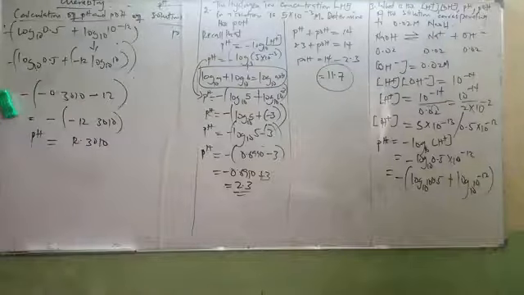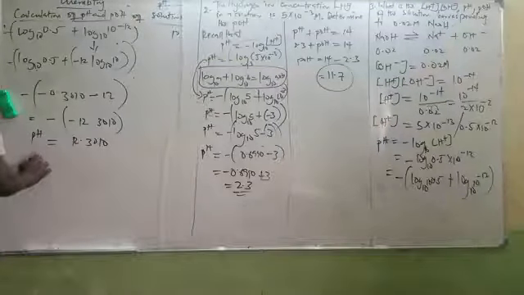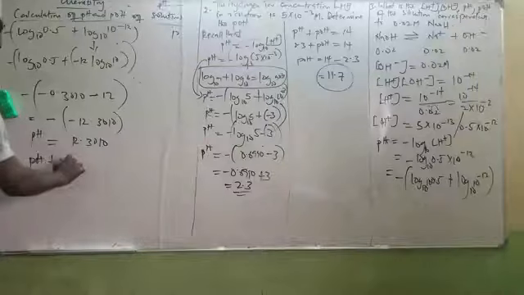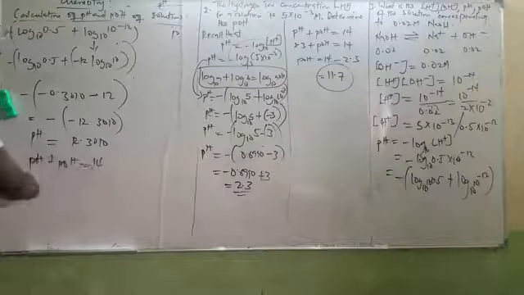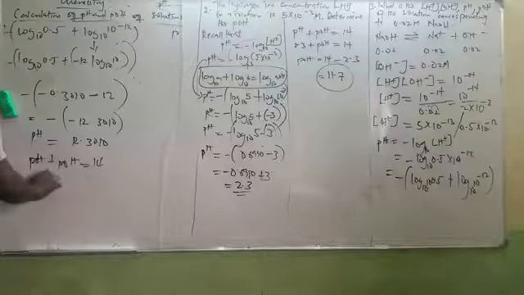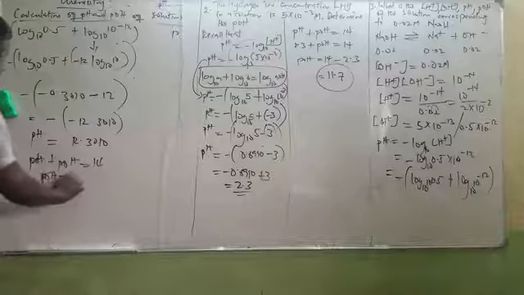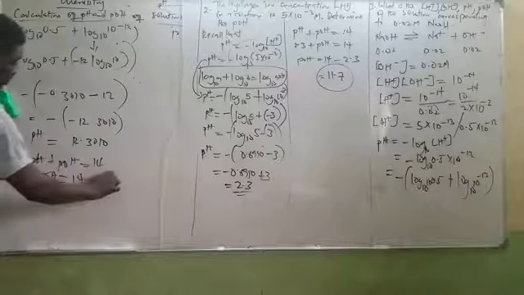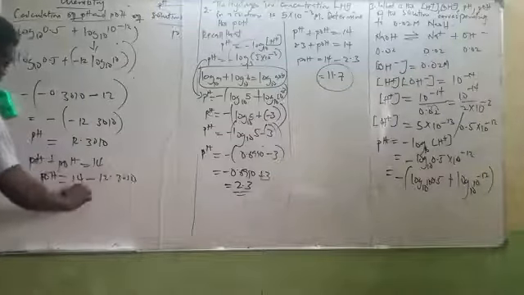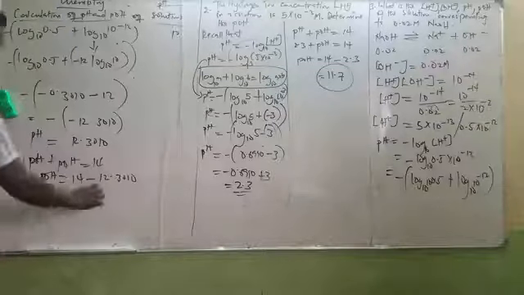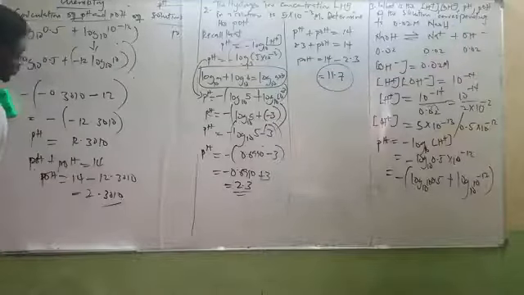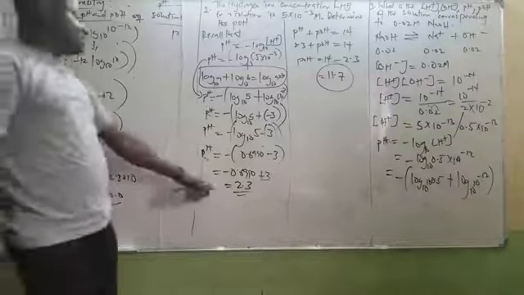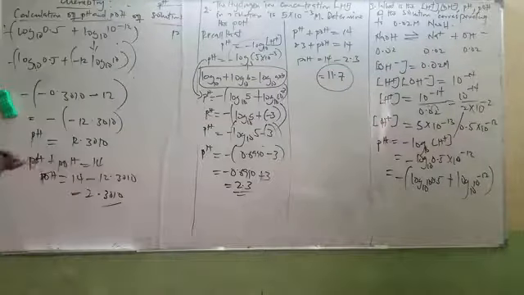Now we'll come to the last part of the formula that says our pH plus pOH is equal to 14. We've gotten our pH, so we know that our pOH is equal to 14 minus 12.3010. That will give us 2.3010, just like what we got here. So this becomes our pOH for this particular reaction.